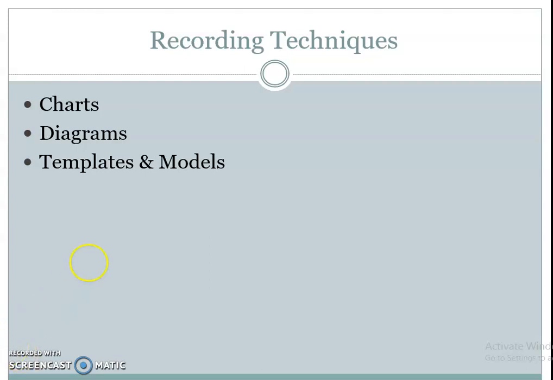In the previous lecture, we discussed the method study procedure. Recording techniques is one of the important steps of the method study procedure. After the selection of the existing method, the next step is to record that method. There are various techniques for recording a method.